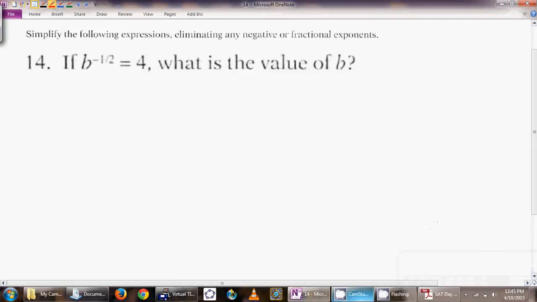All right, 14. It says if b raised to the negative 1/2 power is 4, what's the value of b? You need to watch the last video in order to see the trick that I'm going to do here. I want b equals, so I want b raised to the first power. I know that I can raise this entire quantity to some power that will then simplify and give me 1.